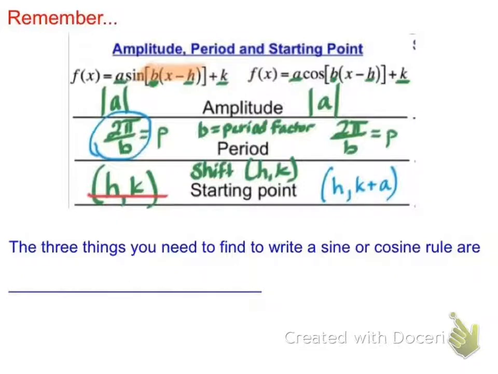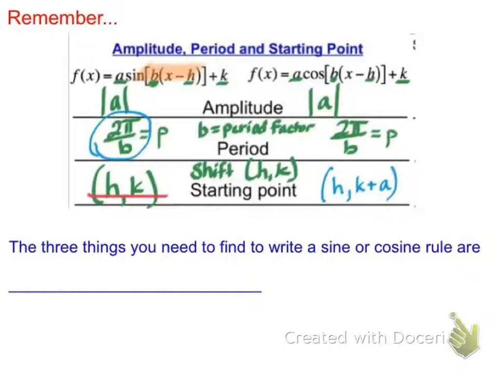The general forms of the equation, as you have in your notes, and if you know that the amplitude is always the absolute value of A, and that B is a period factor such that 2 pi divided by B equals P. And you remember how the shift is related to the starting point, because we're going to be going backwards. We're going to be finding the starting point, and then we'll go backwards and find H and K.